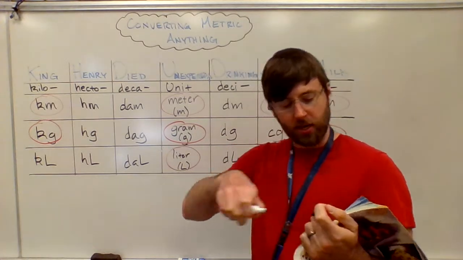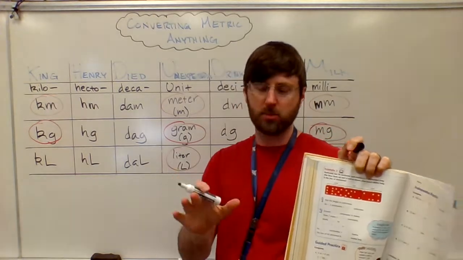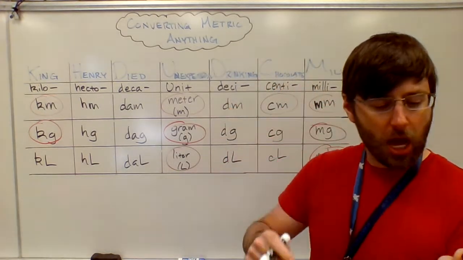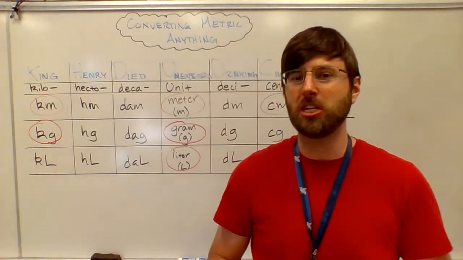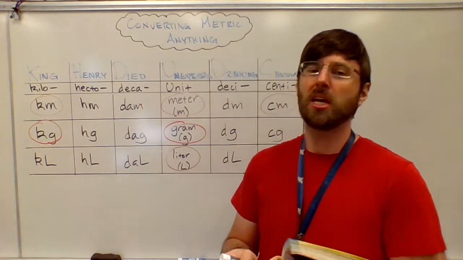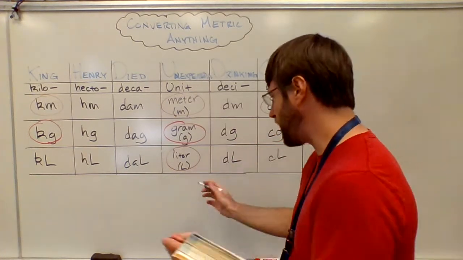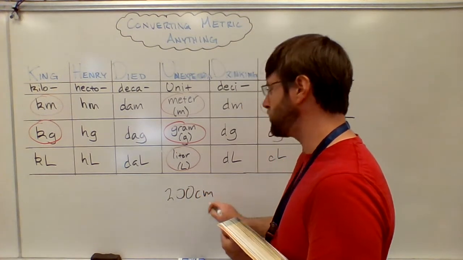Again, the picture shows only 3 dominoes, but the problem says there are 50 dominoes. 50 dominoes at 4 centimeters each. When I multiply by 4, I double. 50 doubled is 100. 100 doubled is 200. So without stacking, I can know that 50 times 4 is 200. So we've got 200 centimeters worth of dominoes all lined up.